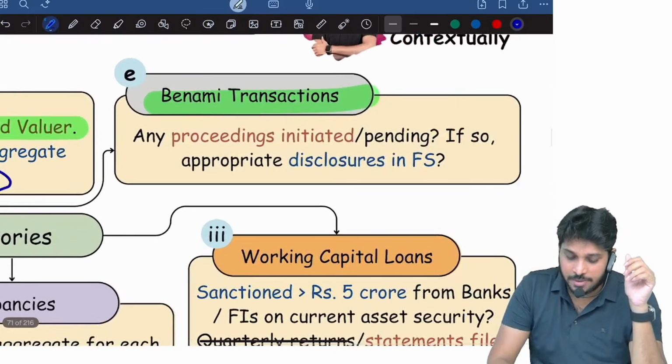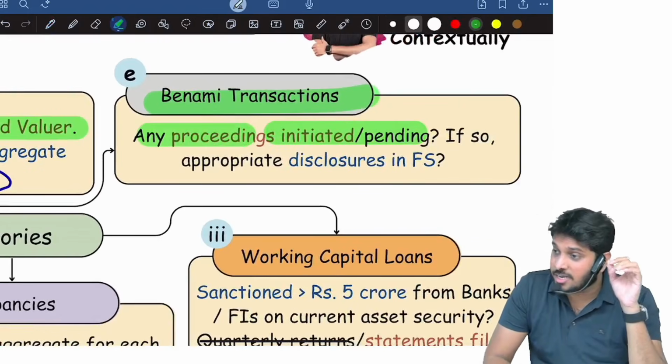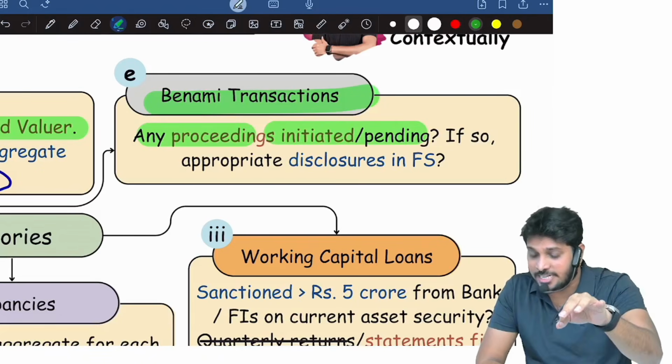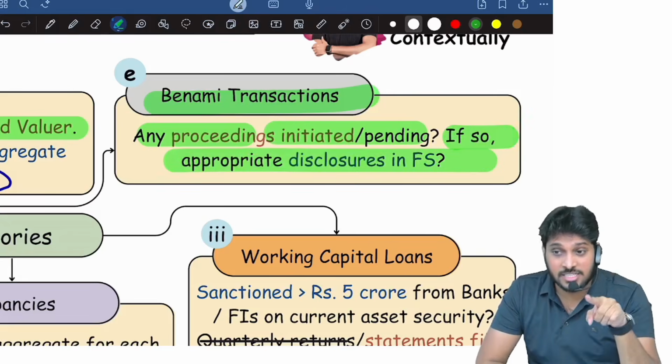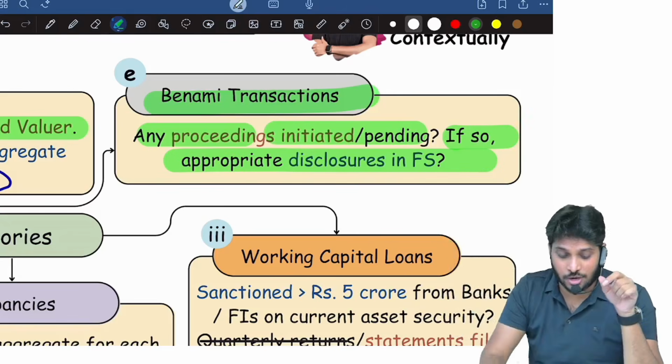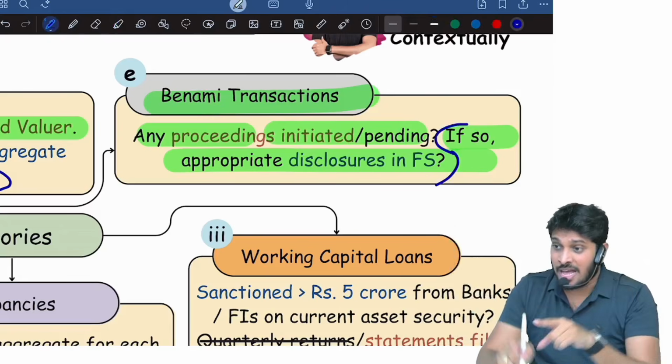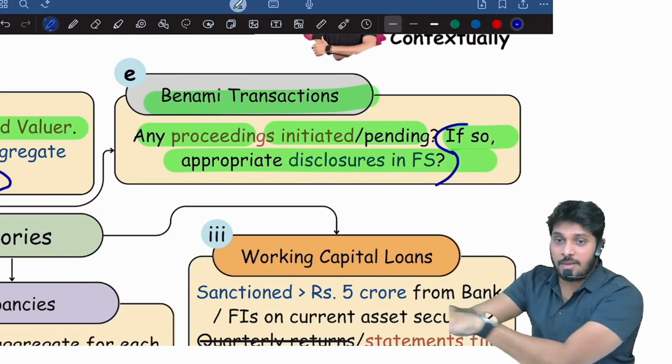Next, finally, Benami. Are there any proceedings initiated or pending under the Benami property transaction law? If so, whether financial statements are appropriately disclosing it or not? Remember, here our question is what? Are the financial statements disclosing Benami related matters?